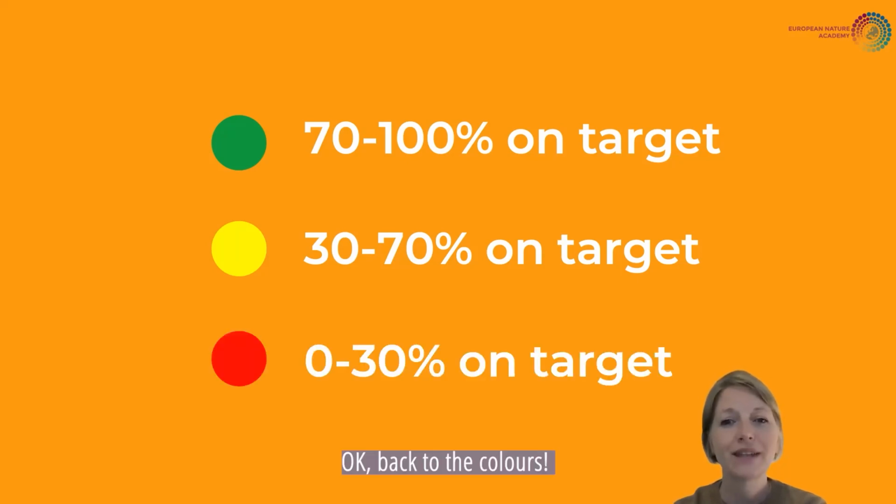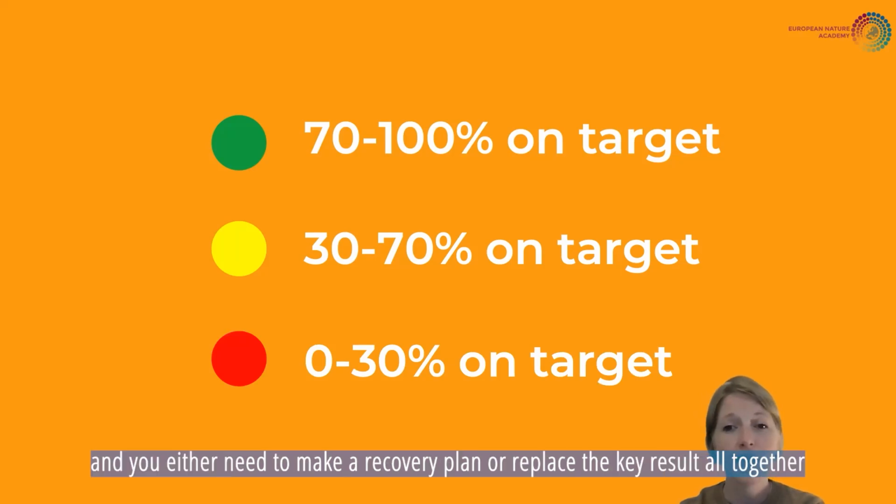Okay, back to the colors. Red means that you're 0 to 30% on target, and you either need to make a recovery plan or replace the key result altogether.